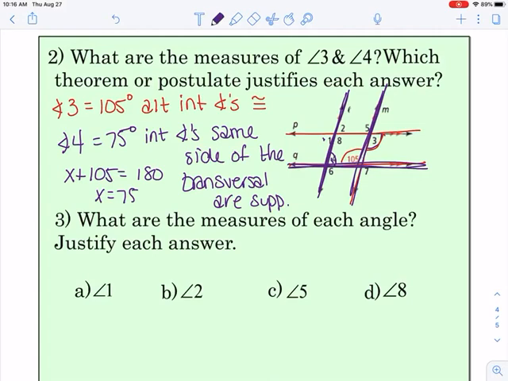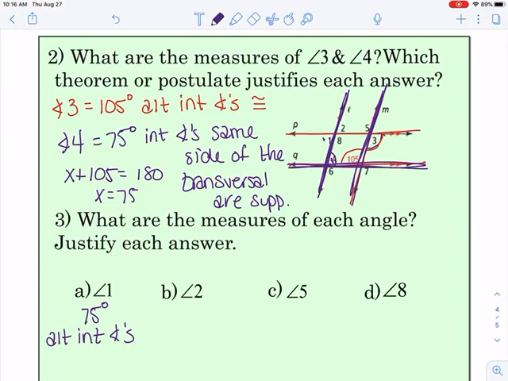Sorry, I'm looking at two different lines here. Okay, so if angle 4 is 75, that means angle 1 is 75 degrees also. Okay, and that's alternate interior angles.